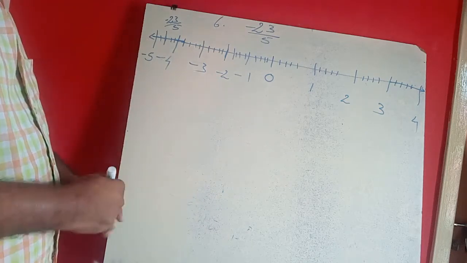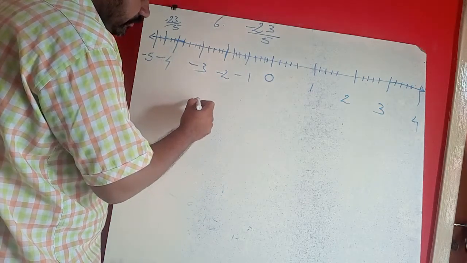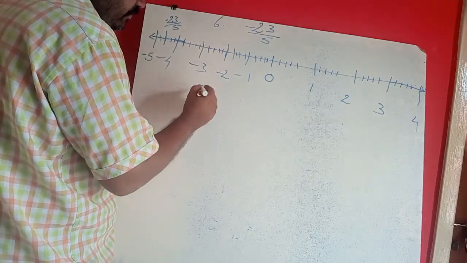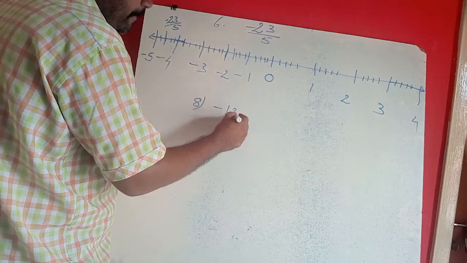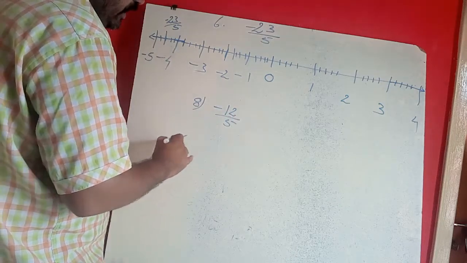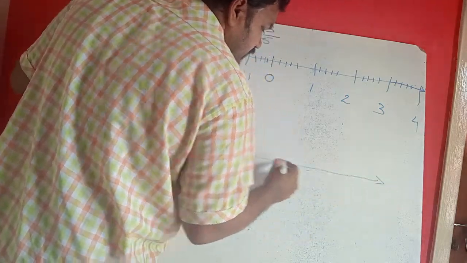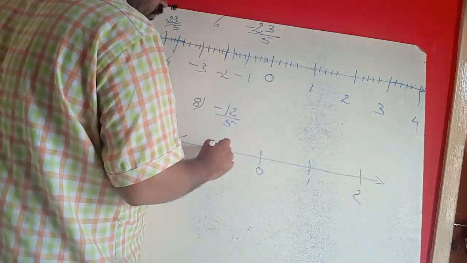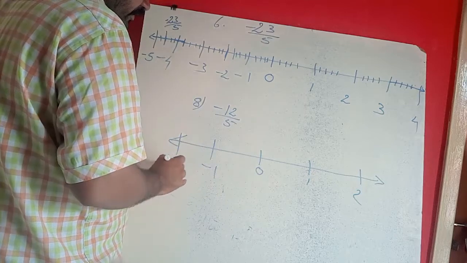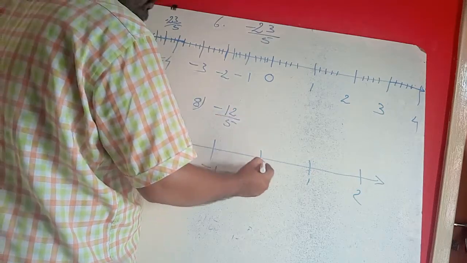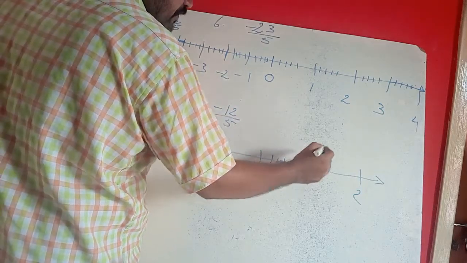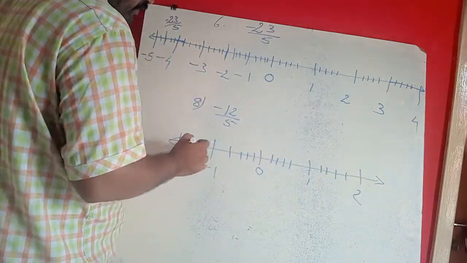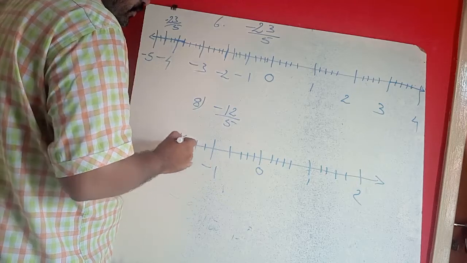Another last example for this, another sum I am doing: minus 12 by 5. So here also we have to indicate 0, 1, 2, minus 1, minus 2. So 1, 2, 3, 4 and fifth line, and the same again for each set.